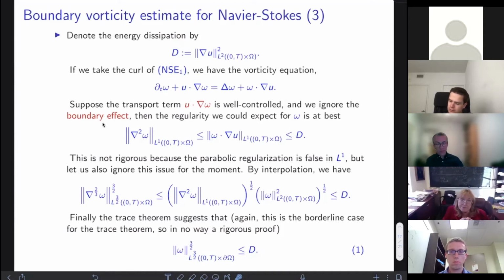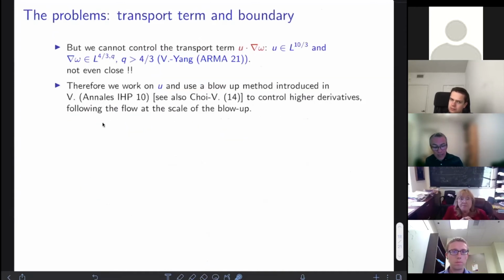The transport term is very bad, and you can look at here. If you try to control u gradient u, we would need u gradient omega to be in L1, and if you look at the best estimates that we have, I do it symmetric in t and x, so you can play with the things. Well, for dimension 3, you cannot even control this in L1. So for u gradient omega, you don't have enough estimates.